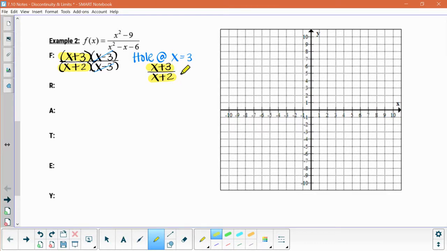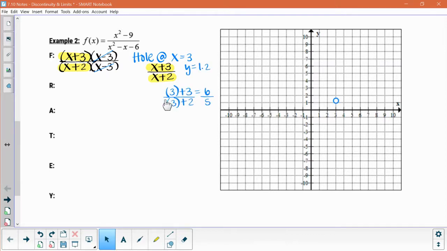That is very, very important for you to remember. These two factors are gone. They no longer exist for this problem. So before I move on to the rest of Frady, I'm going to figure out what the y value is when x equals 3. So I'm just going to plug in 3 everywhere I see x, and that's going to give me 3 plus 3 over 3 plus 2, which is 6 over 5. So I'm going to have a hole at 3, 1.2 approximately. So I have my hole drawn in on my graph. Now, if you're drawing this on your own paper, basically I just have an open circle in that position.